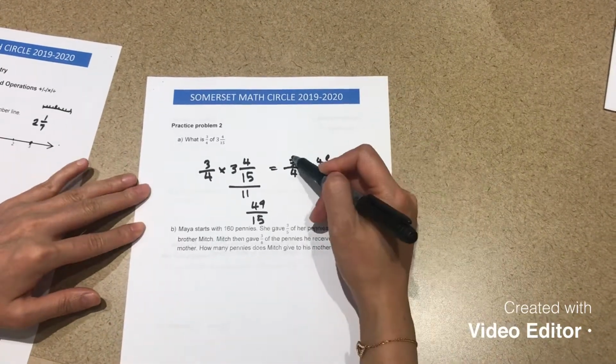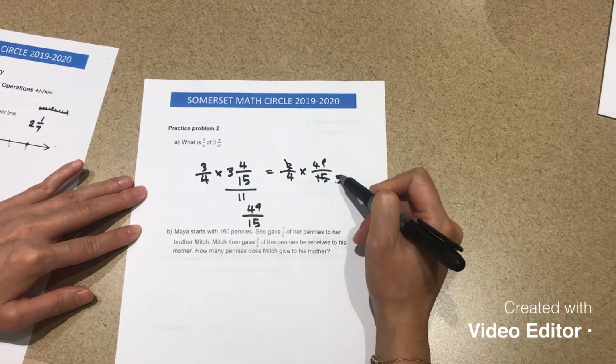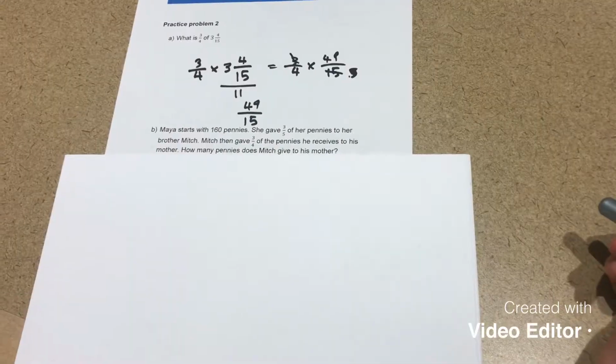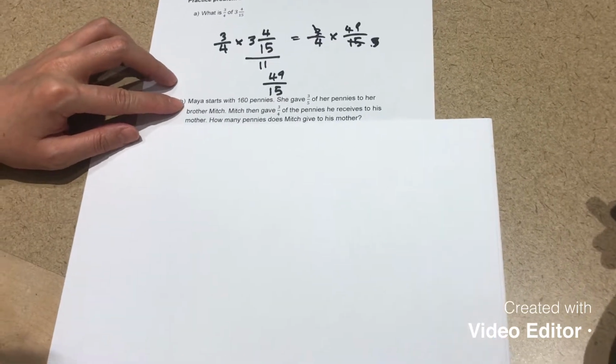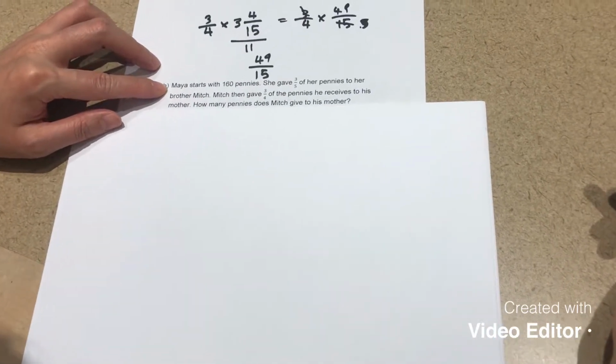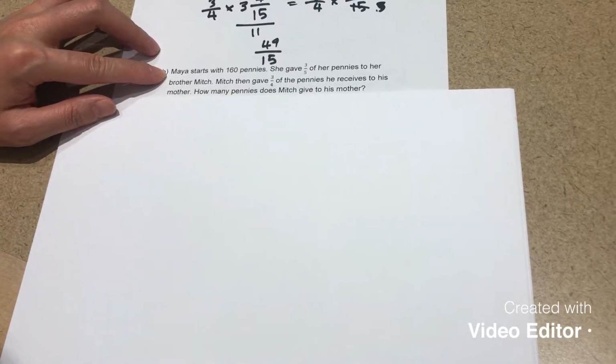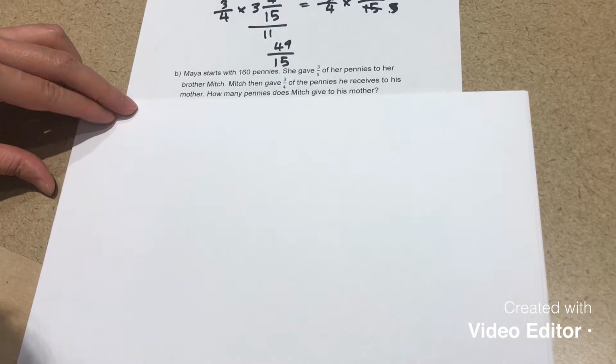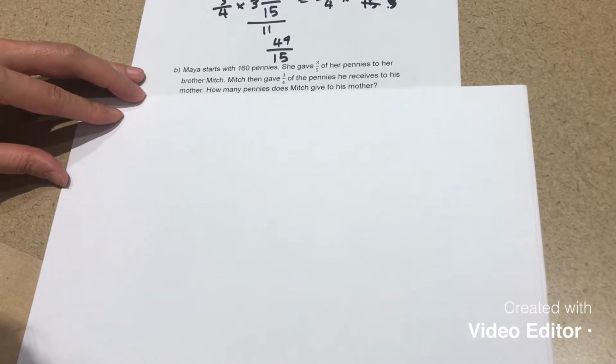First, you like to cancel when you can, okay? And then find the final answer. Problem 2, B. Maya starts with 160 pennies. She gave 3/5 of her pennies to her brother Mitch. Mitch then gave 3/4 of the pennies he receives to his mother. How many pennies does Mitch give to his mother?